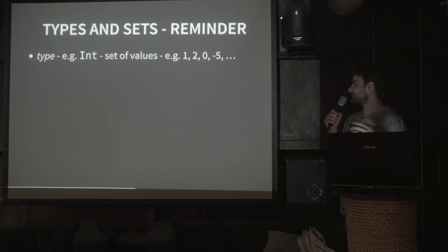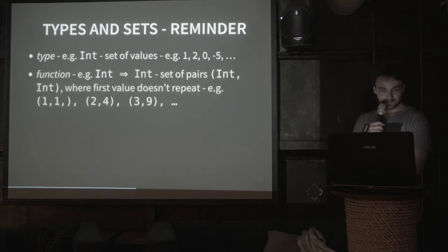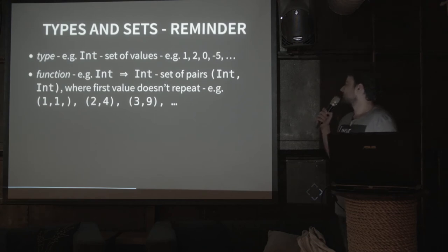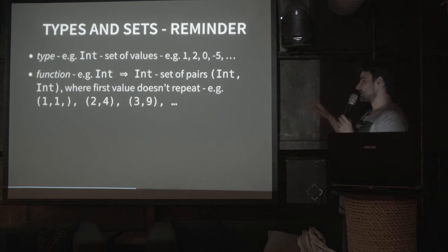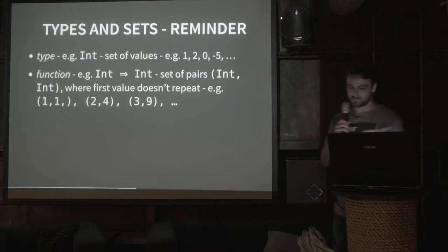In set theory, any type, be it an integer, double, string, and so on, is a set of values. A function is also a set of values. More specifically, it's a set of pairs with an extra condition that the first value cannot be repeated, so that we can figure out the exact pair based on its first element, which we can call the argument, and then the second element we can call the value of a function, because that's what a function in set theory is. It's basically a collection of such tuples.